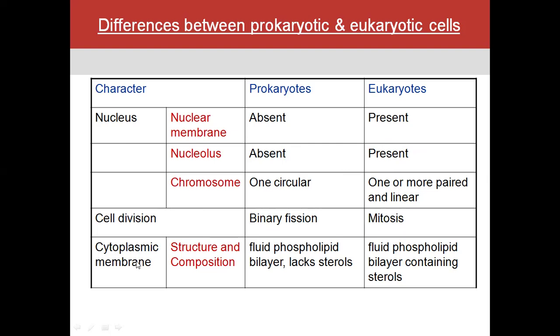And next, cytoplasmic membrane, structure and composition. In prokaryotes it is a fluid phospholipid bilayer, but they lack sterols. In eukaryotes it is also a fluid phospholipid bilayer, but it contains sterols. So sterols are absent in bacteria, except in mycoplasma. Mycoplasma is a bacteria, and only mycoplasma possesses sterols. The remaining bacteria do not possess sterols.